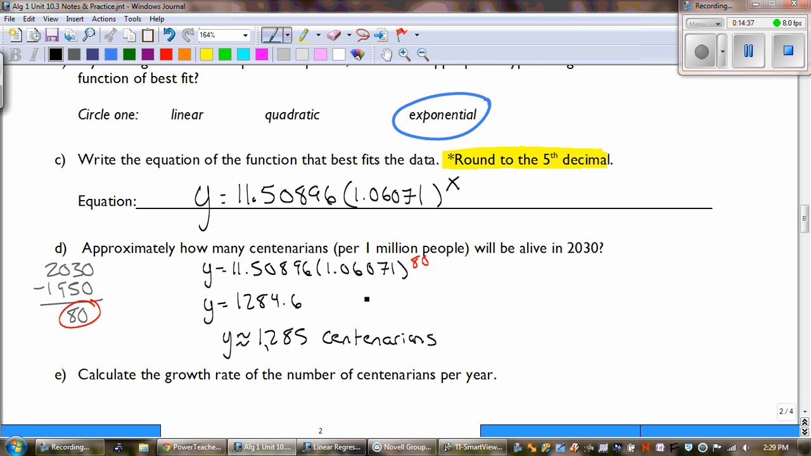per million. Okay. Now, why do you think that they're going to have more centenarians as the years go on? Well, guys, with medicine and all that stuff, everyone's been living longer, so that's helping us. So that's why we're going to have more centenarians.